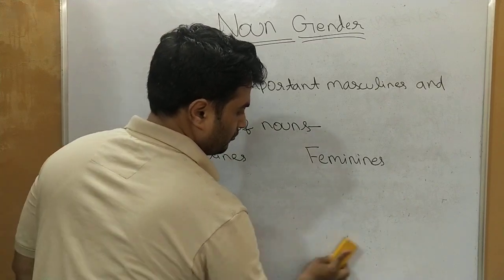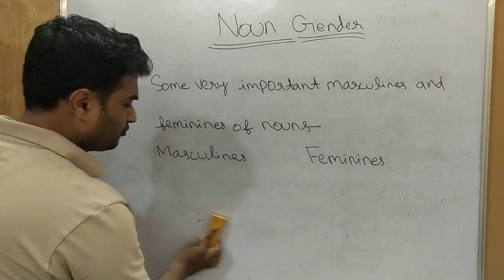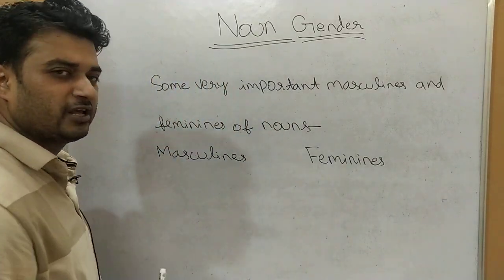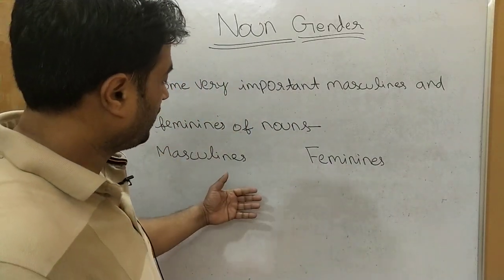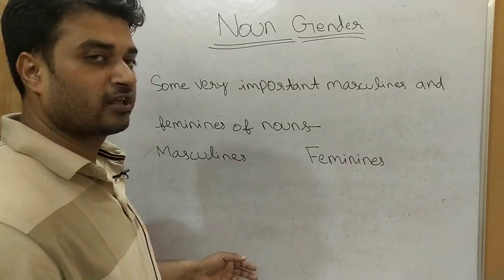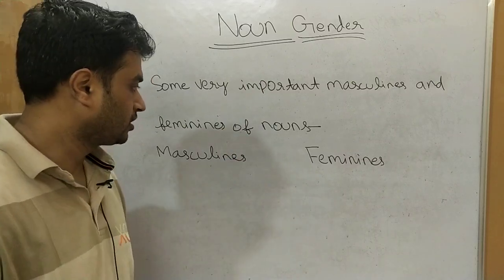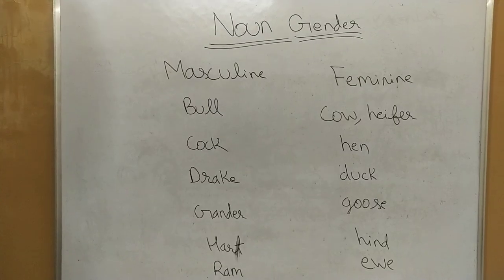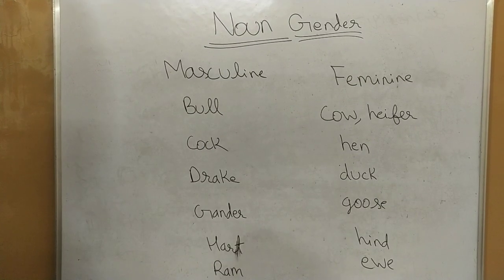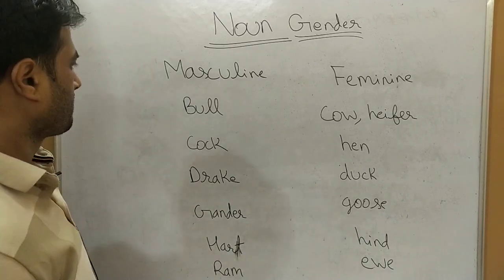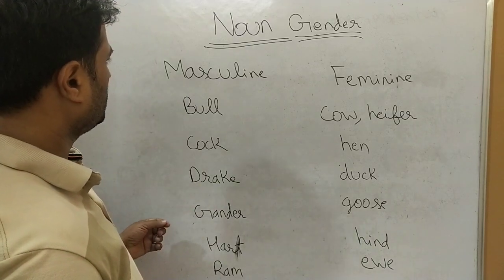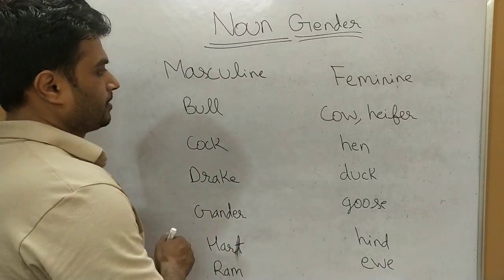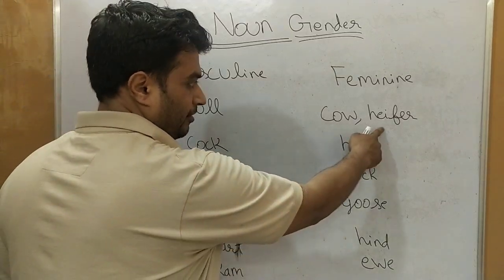These are very important with respect to your exams. I know that you will not find these words in everyday life, but you will find these words coming again and again in your exams. So they are very important. So these are a couple of more words. Masculine, feminine. Bull, its feminine is cow, and heifer.